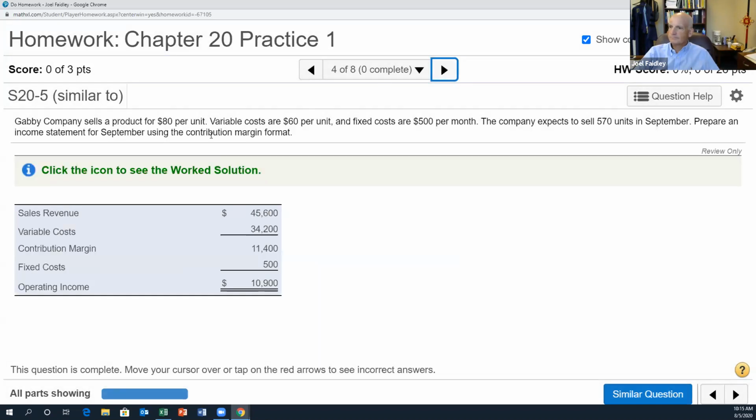Number 4, company sells a product for $80 per unit. Variable costs are $60 per unit. Fixed costs are $500 per month. Company expects to sell 570 units, so there's my 570 times 80 is 45,600. 570 times 60 is going to be 34,200. Operating income.